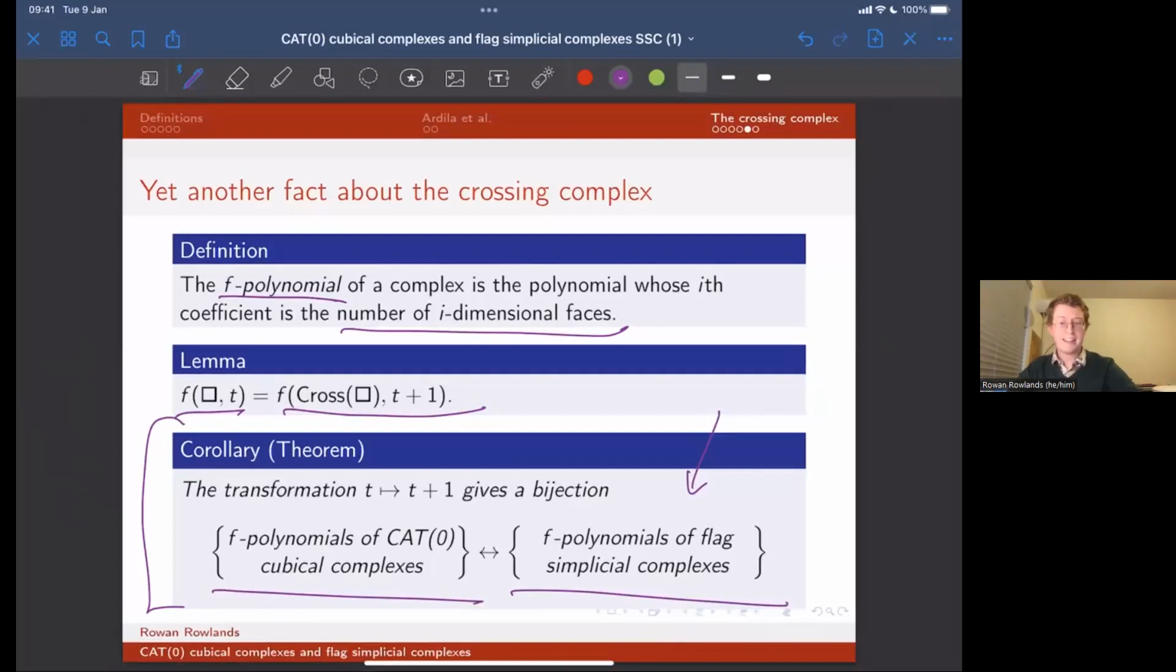Not entirely. So I do think that there's a very strong connection between the crossing complex and the cubical complex, but it's not a bijection. There's a surjection from CAT0 cubical things to flag simplicial things, but in general, there can be many cubical complexes that have the same crossing complex. So for duality, I'd kind of hope that there'd be some kind of reverse direction, but there isn't. So kind of like a weak version of duality. Okay, I see. Thank you very much.